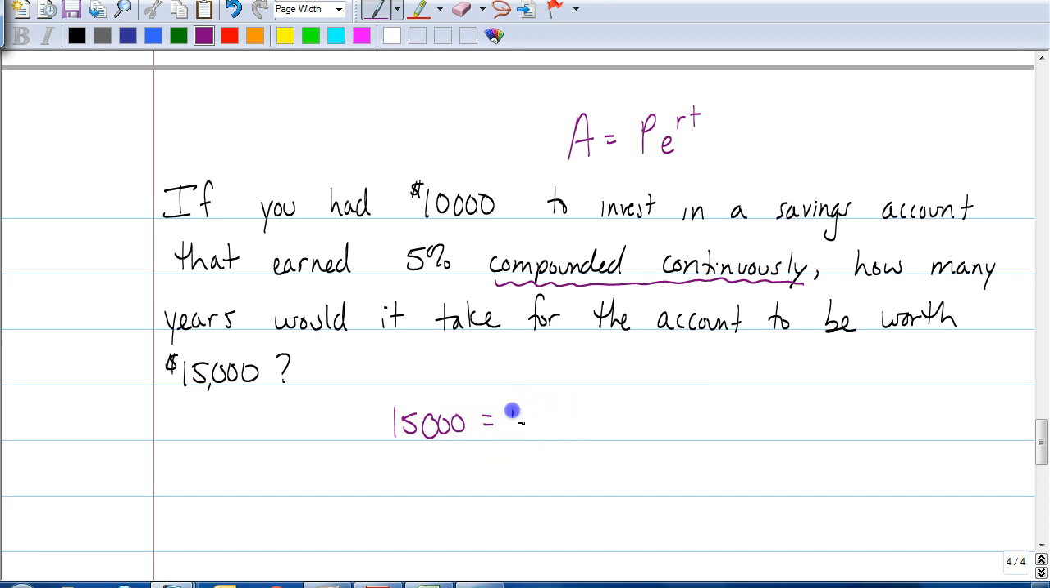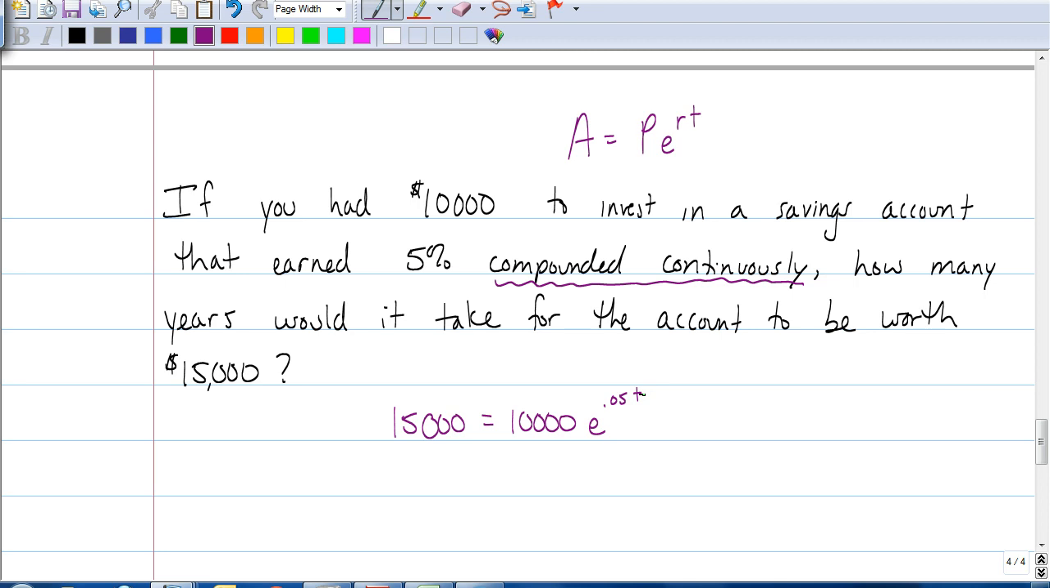So it'll be your principal, which is $10,000, times e. Your rate we know is 5%, which we never use. Remember, don't forget, we never leave a percent as we see it. We always need to change it. In this case, since it's a rate, we're going to change it to a decimal, so it'll be 0.05 times time. And you're trying to figure out what t is.